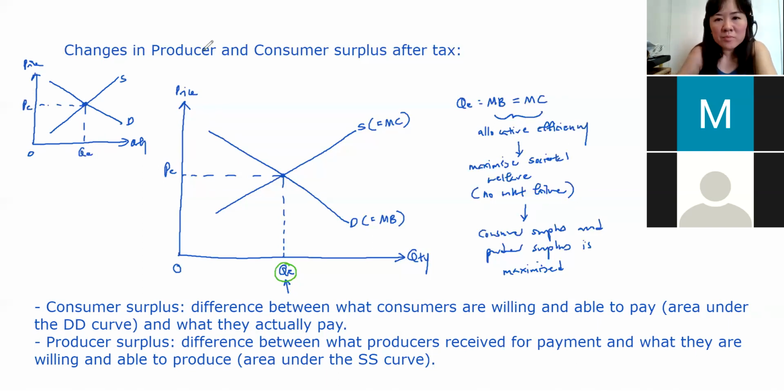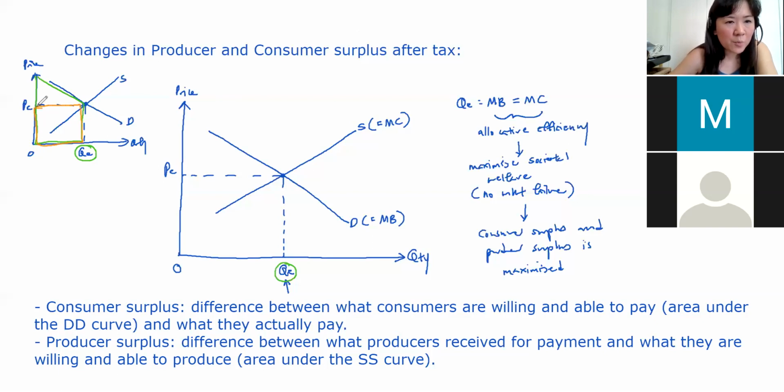Now this is what the consumers are willing and able to pay, which is the area under the demand curve. This is a replicate of the one here, but I'm showing it from the consumer's perspective. How do we derive the consumer surplus? For this quantity, the area under the demand curve is what they are willing and able to pay, less what they actually pay, PE times Q.